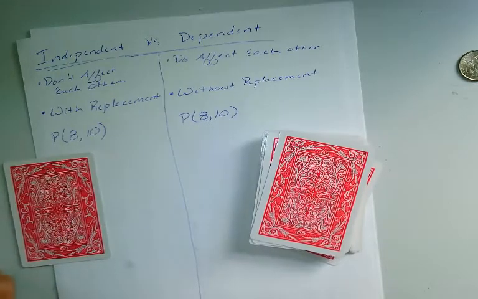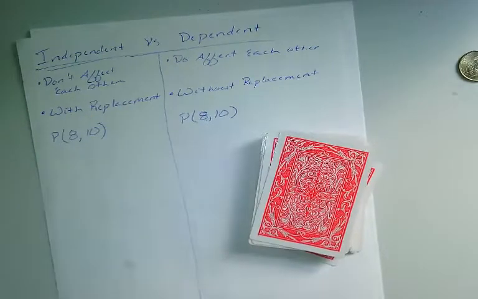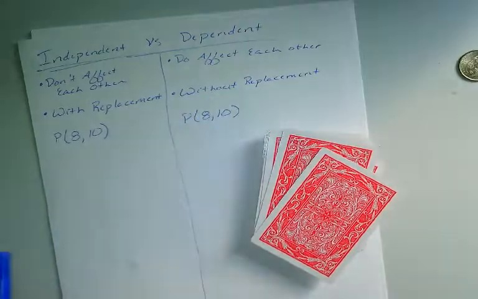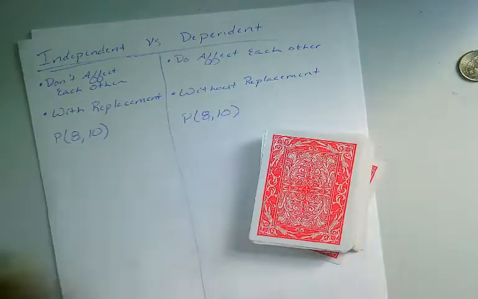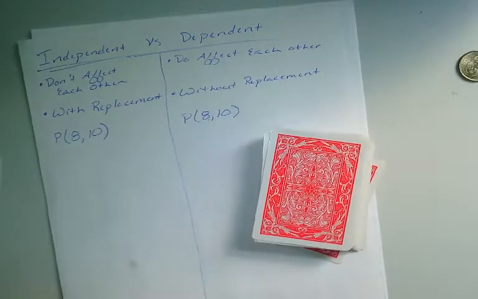So the common phrases you'll see: for independent events, with replacement, so you would see a card going back into the pile. For dependent events, you'll see without replacement, where you'll see that first card drawn and then it stays out. It never goes back in, so it affects that second draw of the cards.